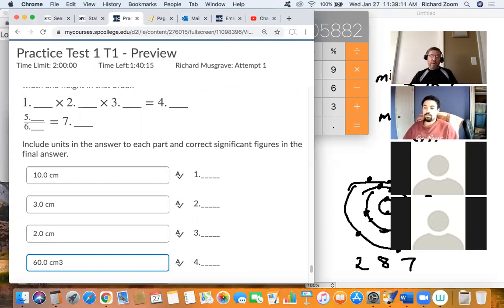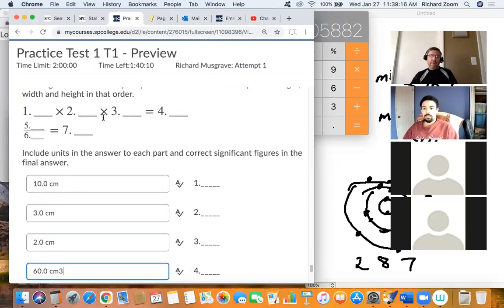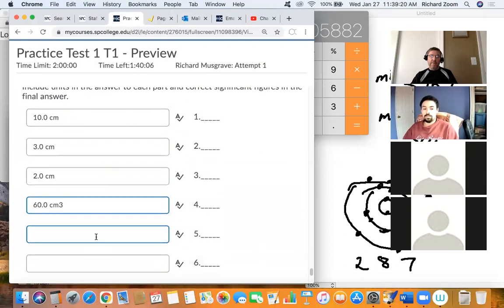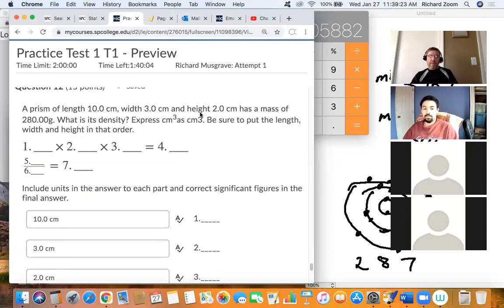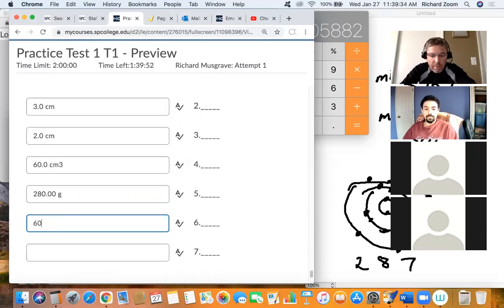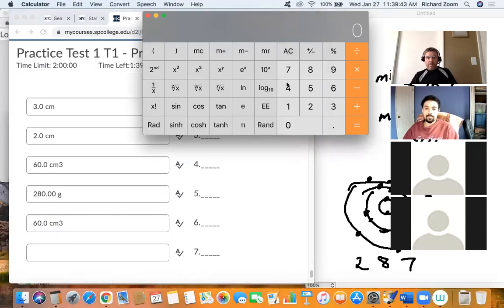Now you might be saying, well, why didn't I do significant figures here? Well, this is because it's all multiplication and division. I'm going to take those into account at the end. So the mass here is 280.00 grams, and the volume is what we just calculated here, 60.0 cm3. And then we do the math on that.